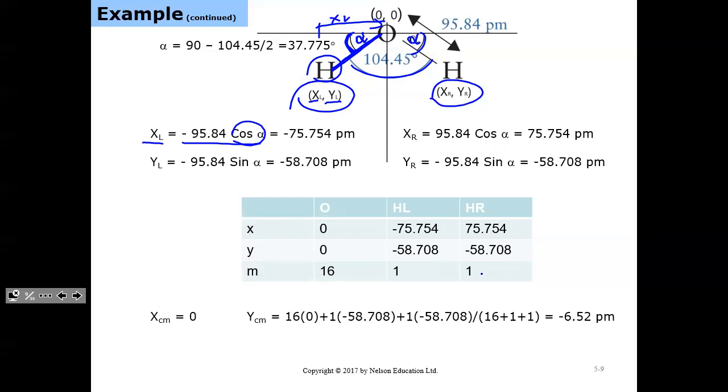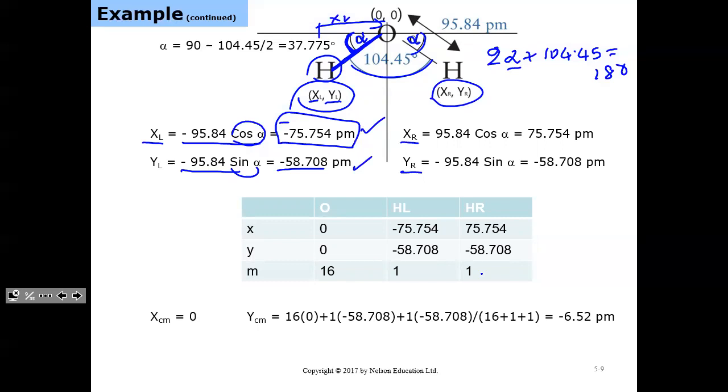Can you find alpha? 2 alpha plus 104.45 is equal to what? 180. So alpha can be found. I'm not doing the calculation here, so you know how to get it. So we know alpha, so we get this answer. Why is it negative? The left-hand side hydrogen atom is to the left of the 0, so it is negative. And instead of cosine, we have the sine, it is also negative. So you know XL and YL.